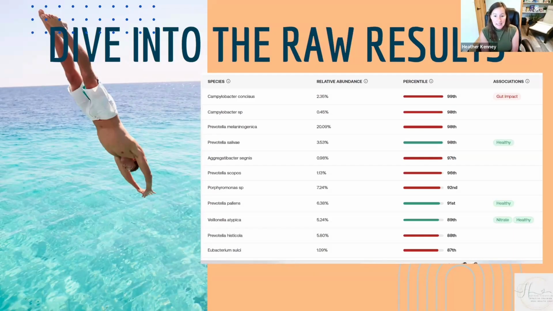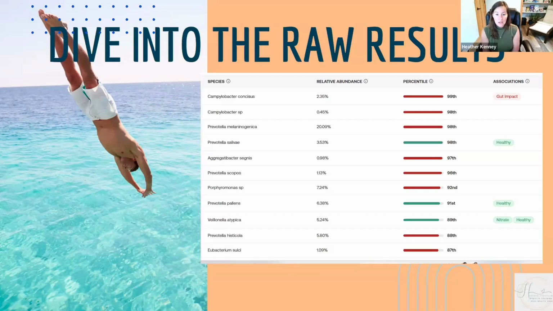One of the things that I'd like to point out, that Campylobacter that's pushing his gut impact score is at 2% relative abundance. That means it's at 2% of his entire oral microbiome. And in the percentile range, he's in the 99th percentile of all the tests we have. So it's pretty high in comparison to everybody else. That's something to take note of. And there is another Campylobacter species right under that in another high category.